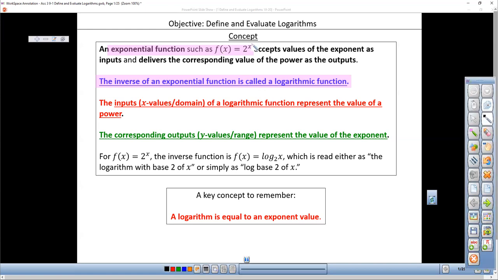So when we do the inverse, remember, what happens is that they switch. So that means that our x, which is the exponent in an exponential function, in a logarithmic function is going to become the value. And the value of the power actually becomes the exponent. These two will switch. And so that's the big idea here, is that when we talk about a logarithm, what we're really talking about is the value of an exponent. And that is the big key idea to help with making sure we understand and do many of these logarithm problems correctly. Key concept to remember, a logarithm is equal to an exponent value.